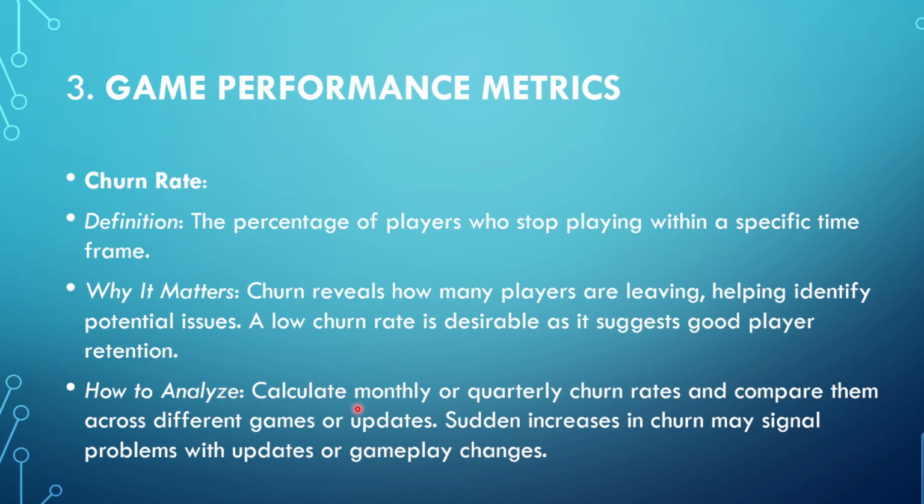How to analyze: calculate monthly or quarterly churn rates and compare them across different games and updates. Sudden increases in churn may signal problems with updates or gameplay changes. So this is also important for the companies to understand if their game actually has an issue.